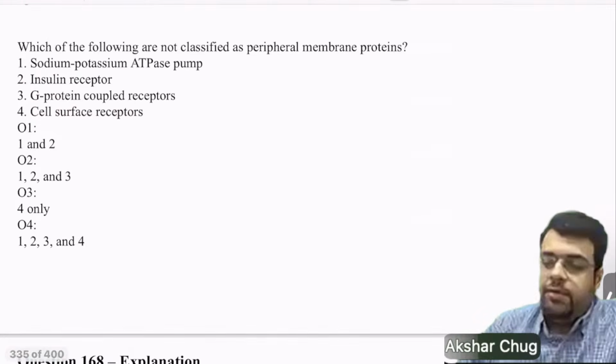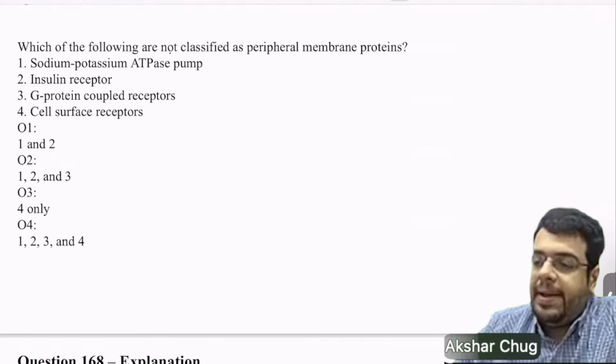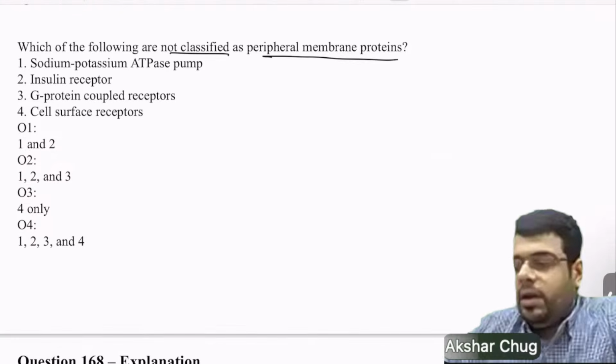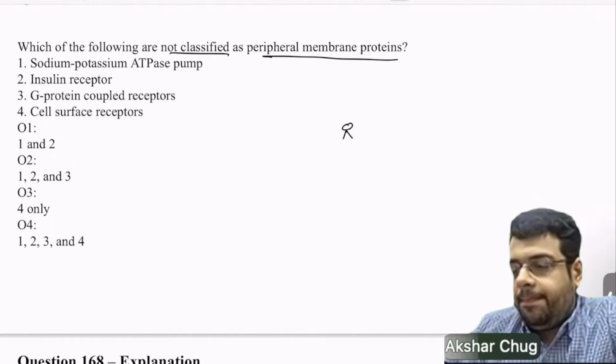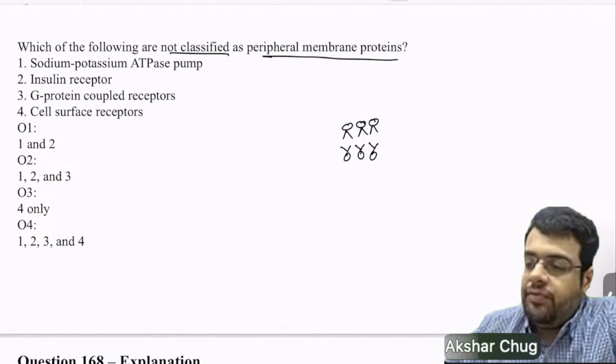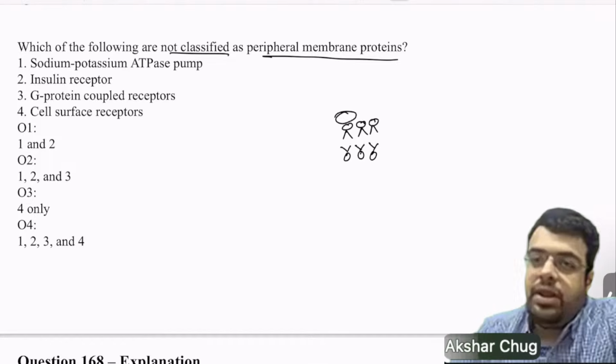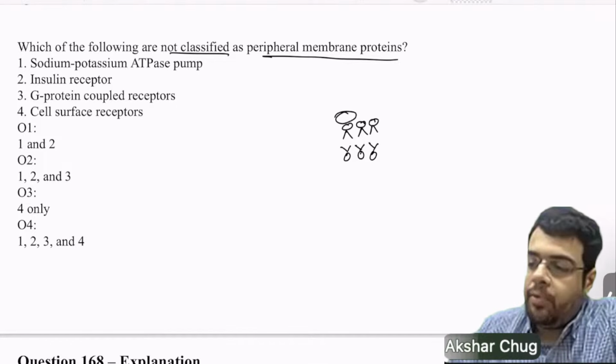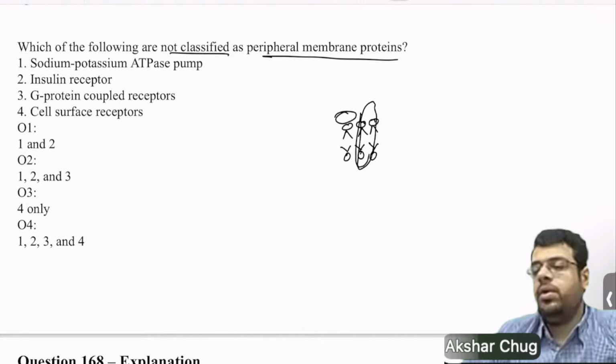Which of the following is not classified as a peripheral membrane protein? Now here's the important concept. For example, this is the phospholipid membrane. The proteins which are just on one side of the membrane are called peripheral proteins, and the proteins which are crossing the membrane on both sides are known as the intrinsic proteins.